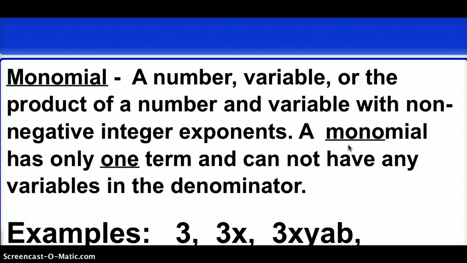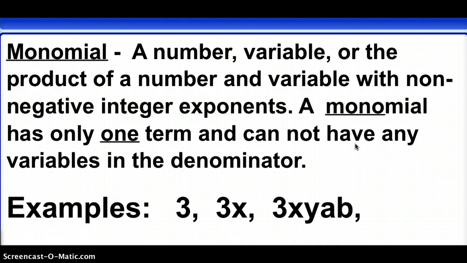First, what a monomial is. A monomial is a number, a variable, or it could be the product of a number and a variable that has a non-negative integer exponent. So understand there cannot be any negative exponents, and the exponent has to be an integer as well. A monomial has only one term, so there aren't going to be any plus signs or minus signs, or you can't divide by anything that's got a variable in the denominator.